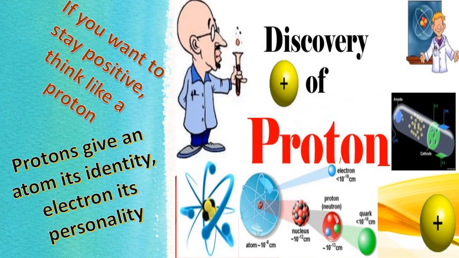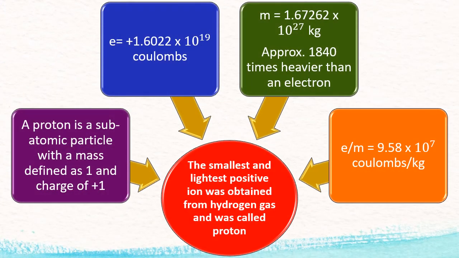That led to the discovery of the proton. These are the data regarding the proton: the charge of the proton, the mass of the proton. A proton is a subatomic particle with a mass defined as 1 and a charge of +1. The smallest and lightest positive ion was obtained from hydrogen gas and was called the proton.